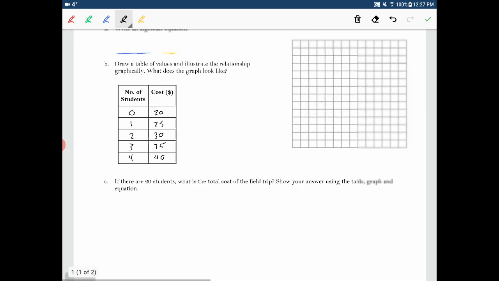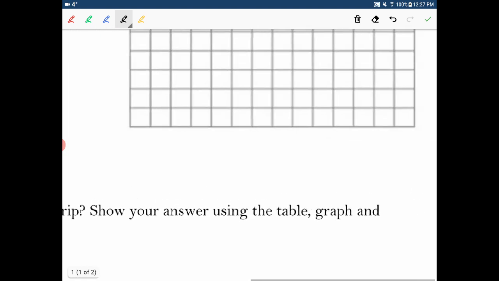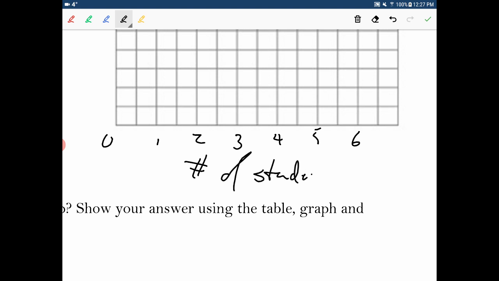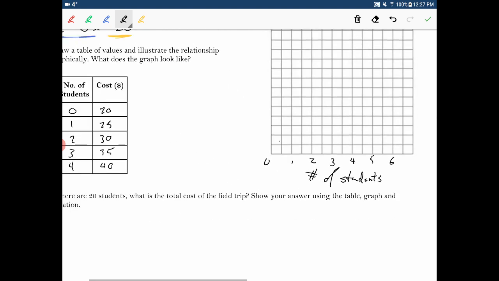All right, so if we were to graph this, I'm going to start at 0. I'm going to go up 1, 2, 3, 4, 5, 6. And we'll call this the number of students. And you know that the number of students is going to be the independent variable and therefore go on the bottom, because the cost of a field trip doesn't tell you how many students you brought. I mean, you can learn that information, but the cost doesn't determine the number of students. It's the number of students that determines the cost.